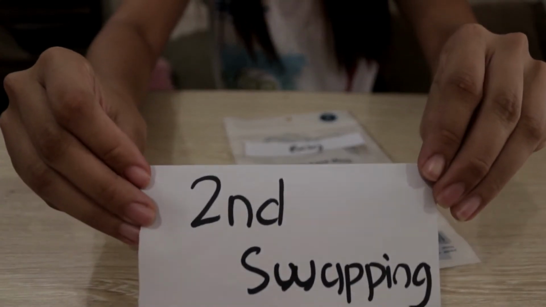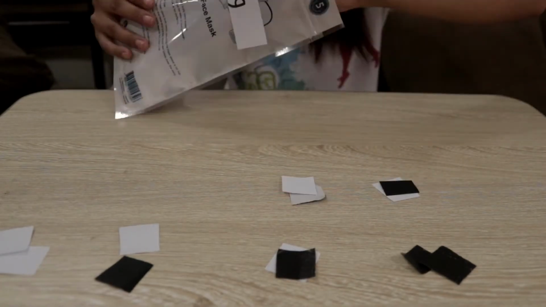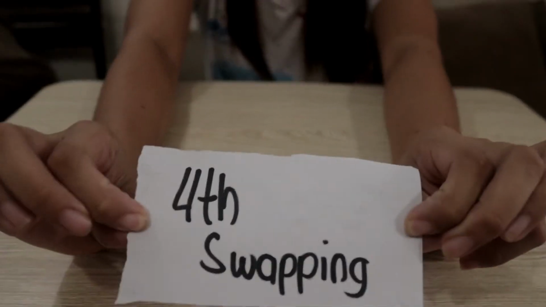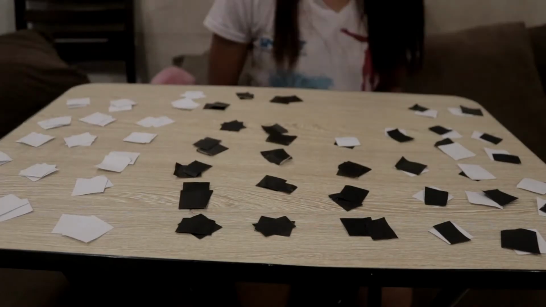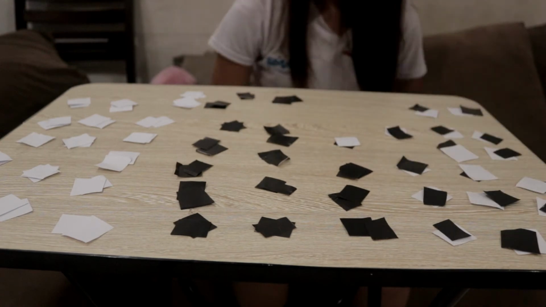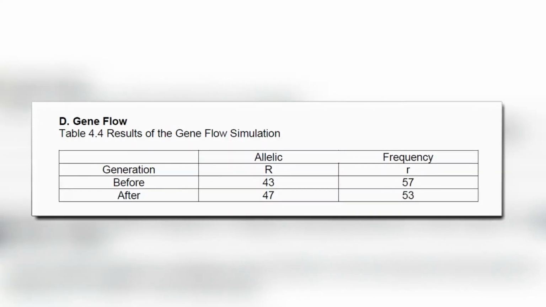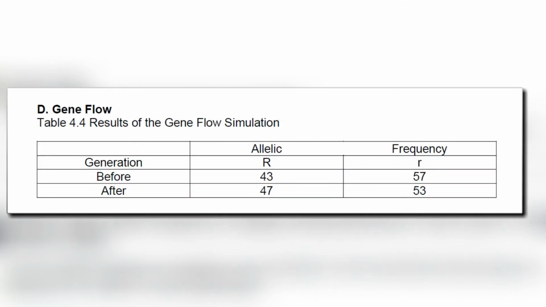Number 4. Next, we swapped the containers and proceeded to dump these papers into our bag. Number 5. We repeated this for about 3 to 4 times. Number 6. Finally, we counted our papers to calculate our new allele frequency. For the last activity, the allelic frequency did also change toward the direction of the dominance trait because during the swapping of alleles, it was simply more present.